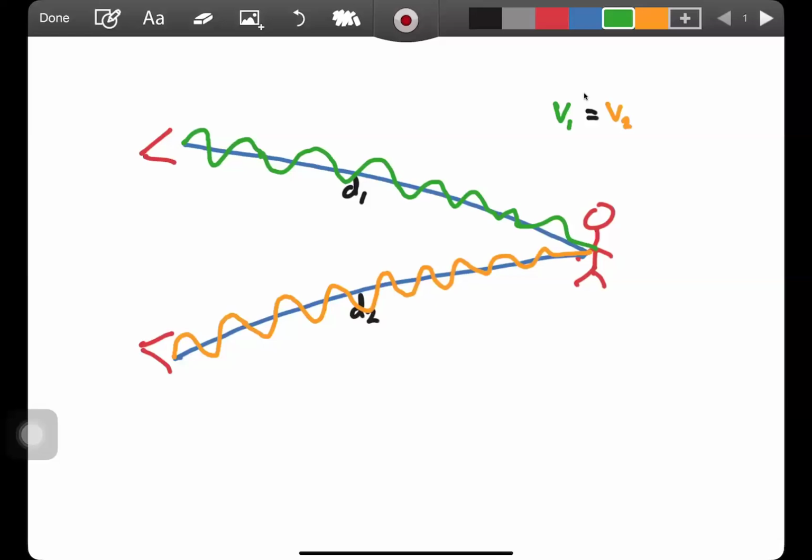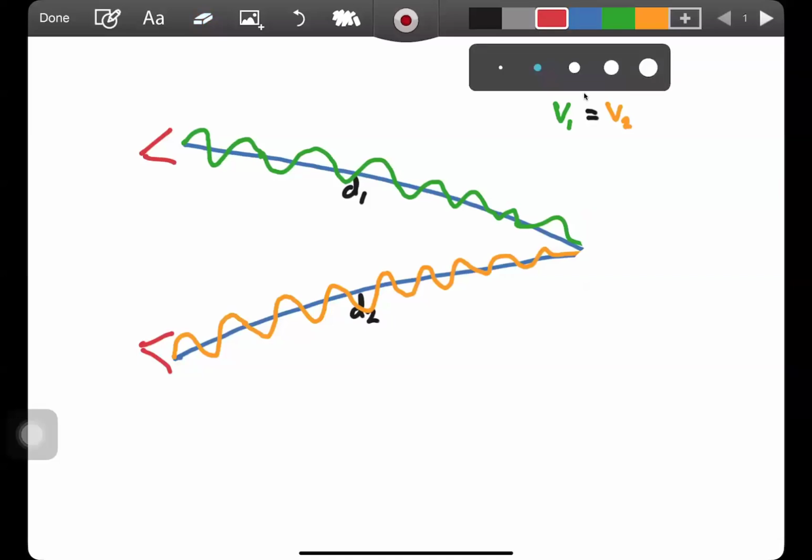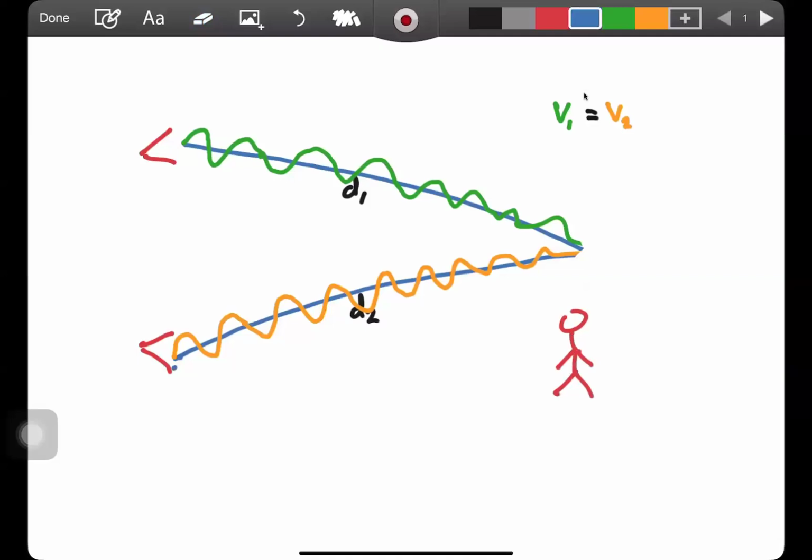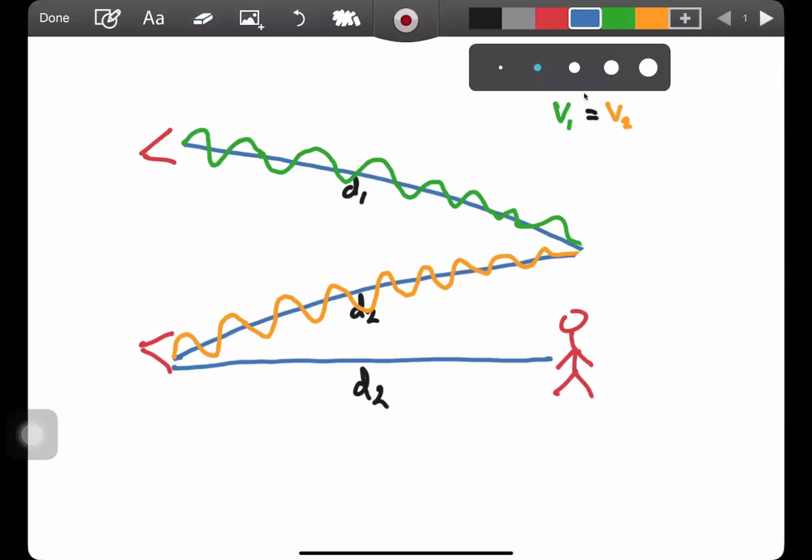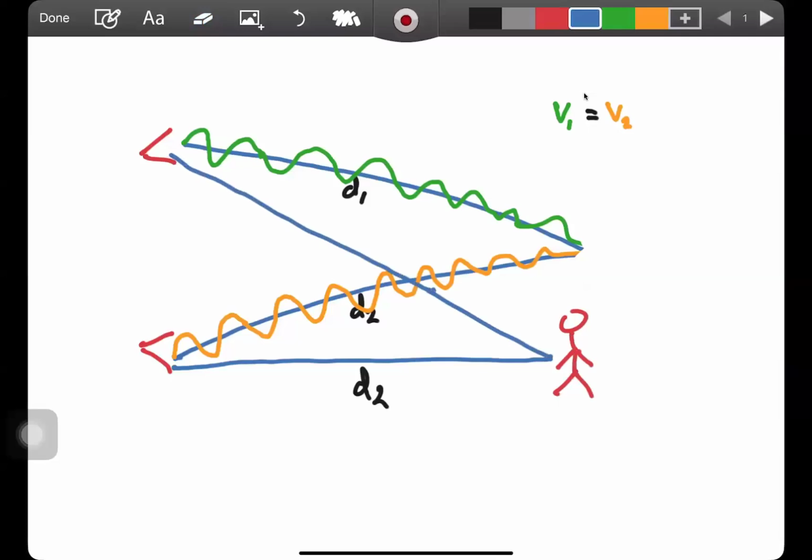But here's the thing. Let's say that maybe you weren't lucky enough to get a seat in the center. So let's say that instead you are over here. All right. So now you've got some distance D2, and you've got a different distance D1. The reason that I'm calling it D1 and D2, I'm assuming that this is speaker number 1 and this is speaker number 2.